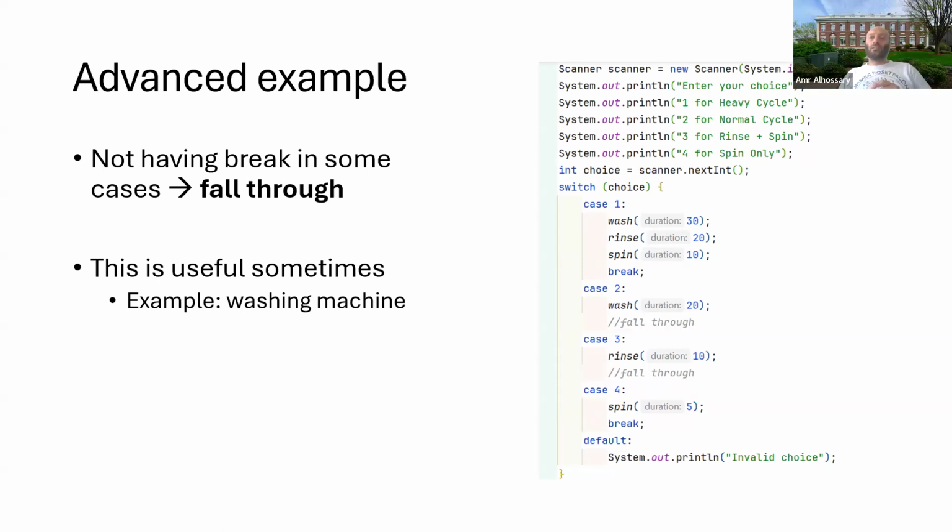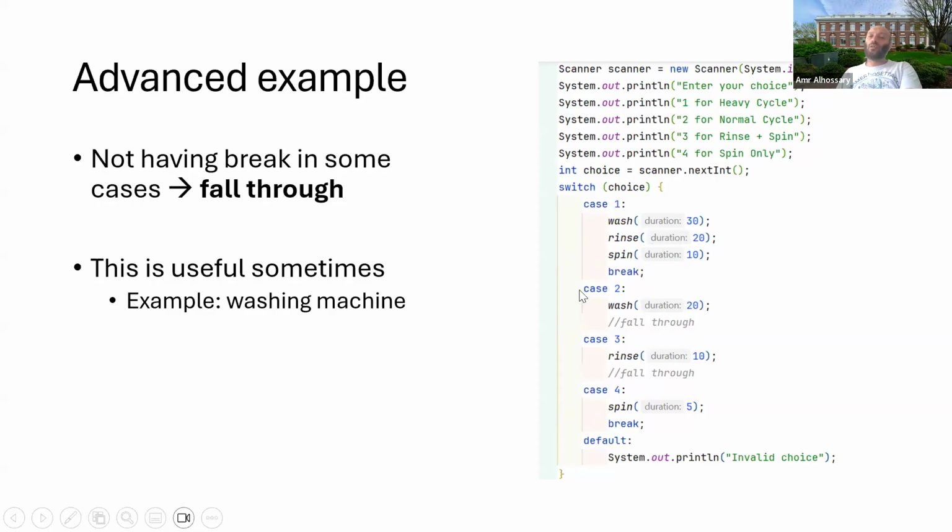And the heavy cycle is similar to the normal cycle, but with different parameters only. So you may implement it in a way like this. Case one, which is a heavy cycle: you do washing for 30 minutes, and rinsing for 20 minutes, and then spinning for 10 minutes. This was the heavy cycle, and end with break.